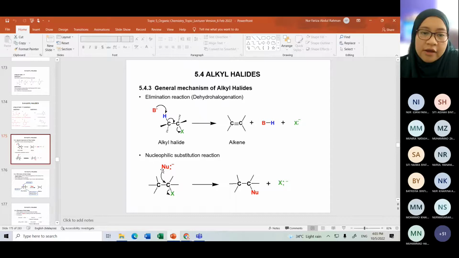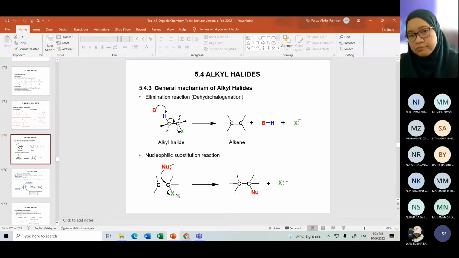And then secondly, we have nucleophilic substitution reaction, in which the halogen will be replaced with another, stronger nucleophile.